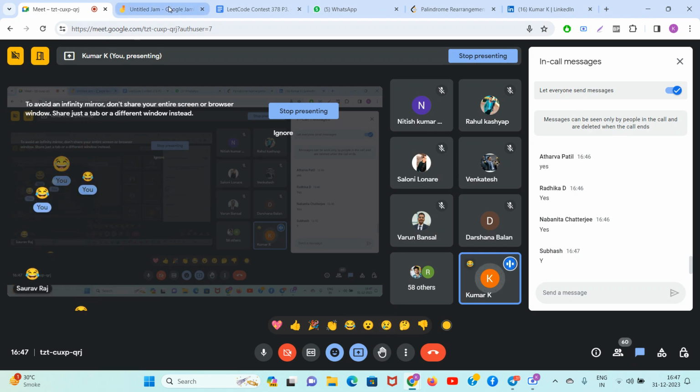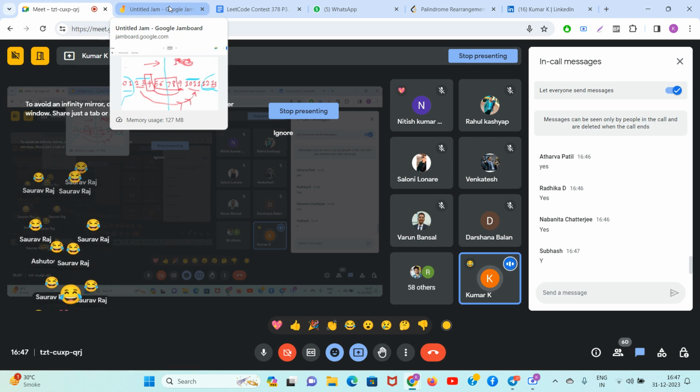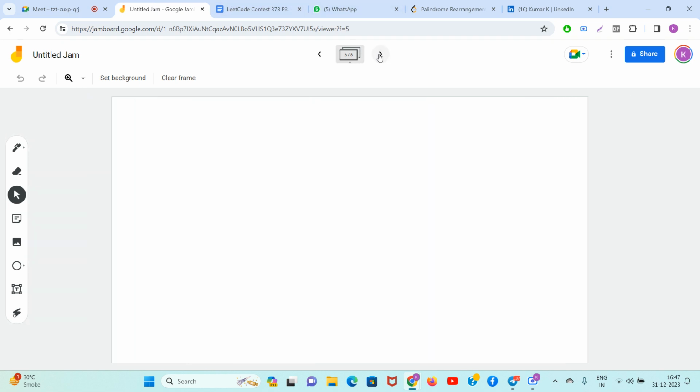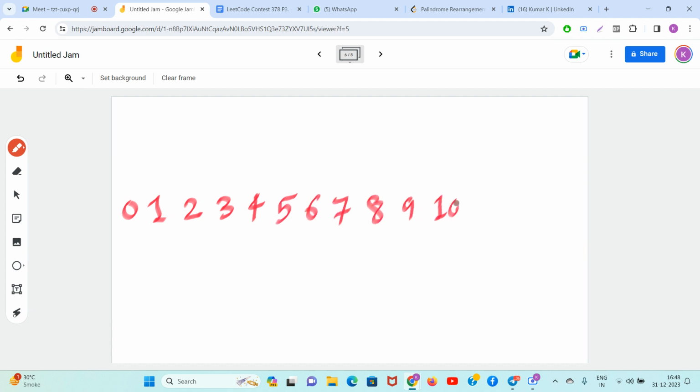So now we are coming to a very good example, very nice example. Guys, listen to me very carefully. Imagine 0 to 13. Fast, don't waste time. A string of length 14 is given to you. Tell me the algorithm. 0 to 13 is coming: 0, 1, 2, 3, 4, 5, 6, 7, 8, 9, 10, 11, 12, 13.